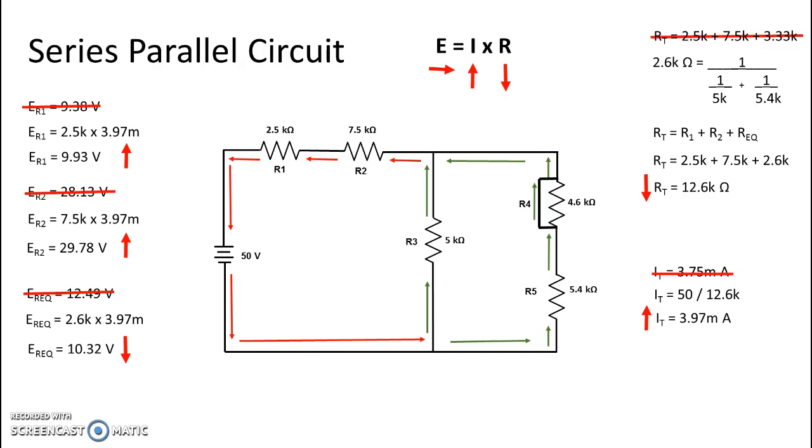When you look on your parallel, though, we went from 3.33K to 2.6K. So that's quite a bit ohmic value-wise. And so we went down almost 2 volts in our parallel portion of the circuit.